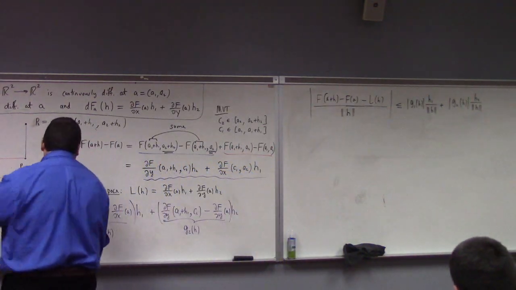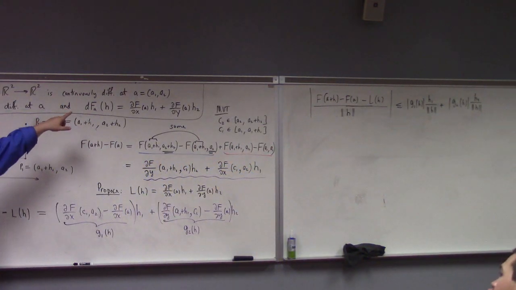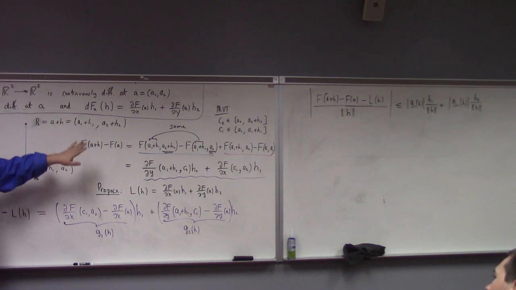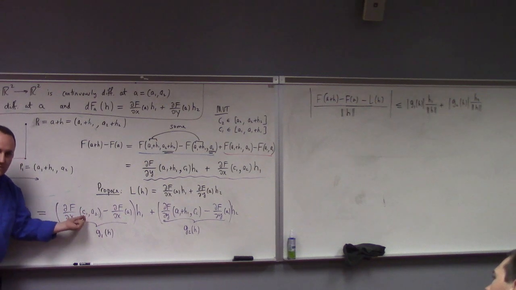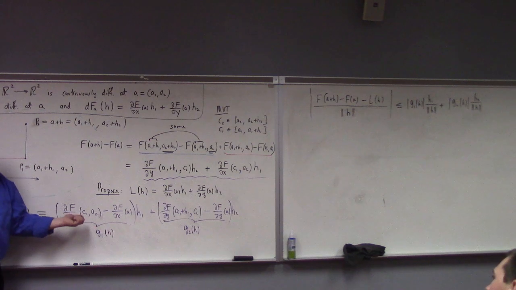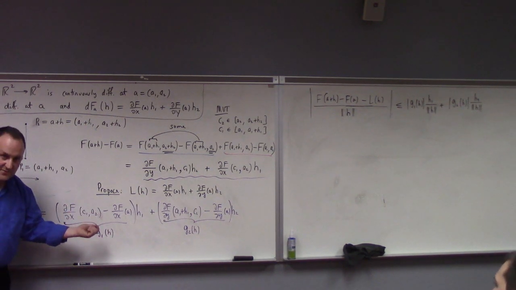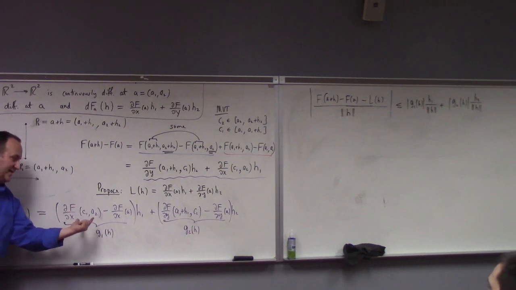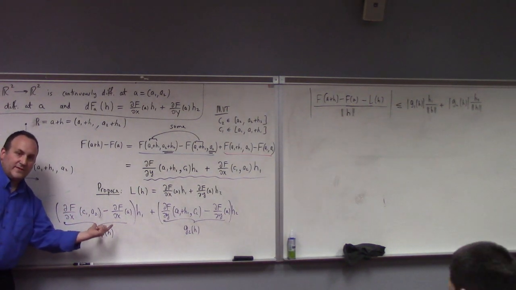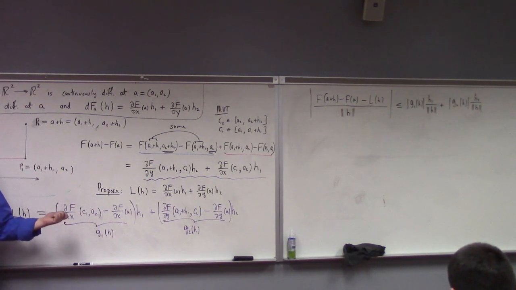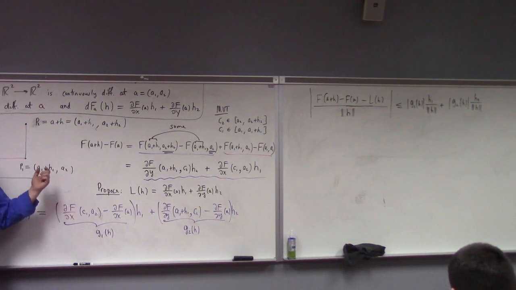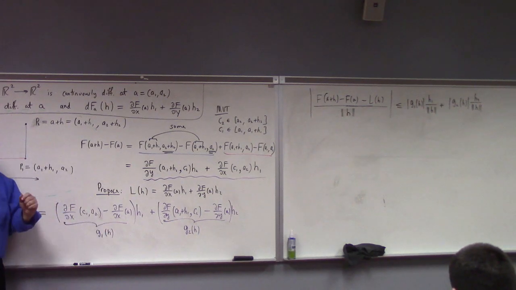What's the assumption? Continuously differentiable. That means as h goes to 0, what happens with c1? It goes to a1. What happens to c2 as h goes to 0? It goes to a2. You're looking at the differences of the partial derivative close to the point. Those have to go to 0 because of the continuity of the partial derivatives. So by the continuity of the partial derivatives, G1 and G2 both go to 0.